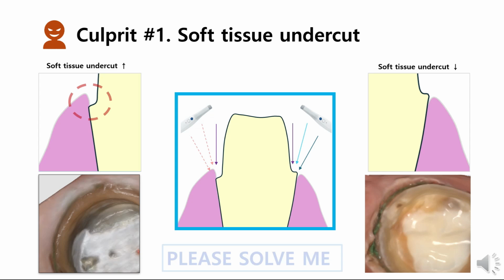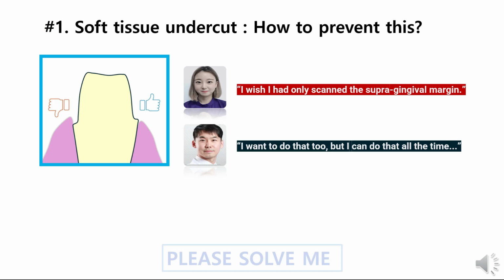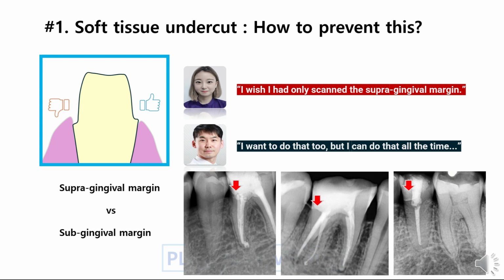If the dental technician uses this blurry data to make the final prosthesis, the margin gets set incorrectly, and a crown with an ill-fitted margin will be produced. The best way to prevent this first culprit is to create a crown with a supragingival margin, because this will completely remove the possibility of the soft tissue undercut. As we well know, in the case of the supragingival margin, the scanning light is not obstructed, so scan data with clear margins can be more easily obtained most of the time.